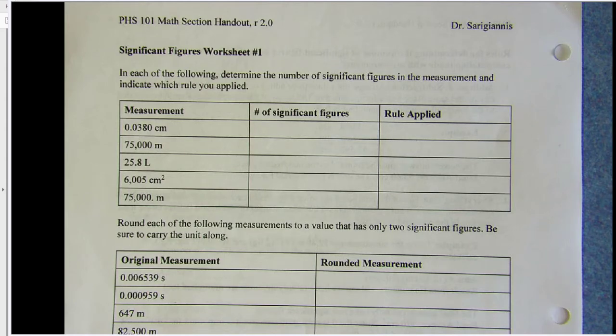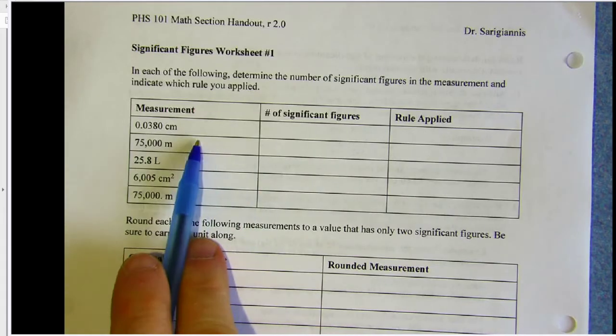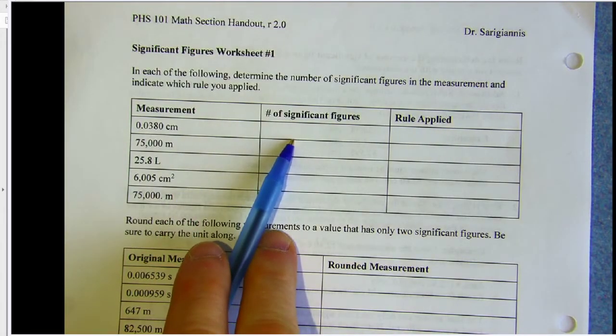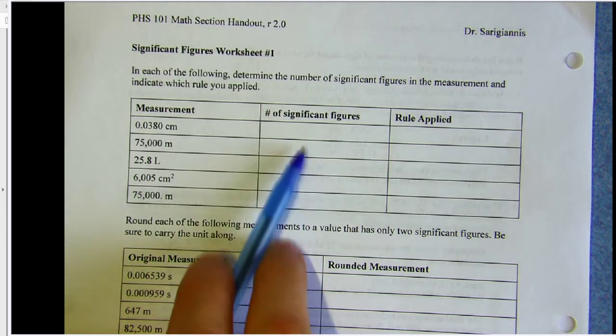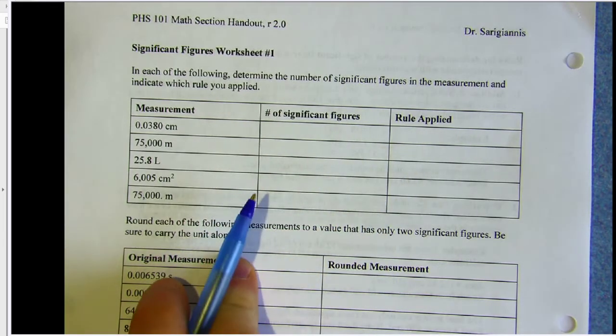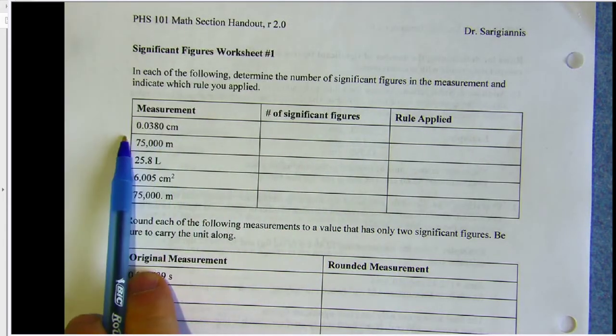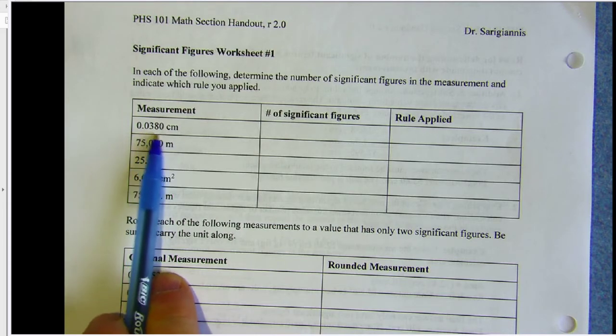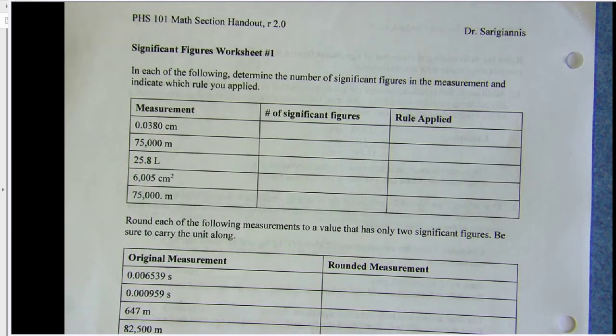All right, so for these examples, you should probably have your worksheet rules up so you can understand what's going on. I'll flip back and forth between them. But here we're going to look at the measurement that's given, and determine how many significant figures are in each measurement and what rule has been applied for that. The first one is 0.0380 centimeters. This is a fractional value, right?